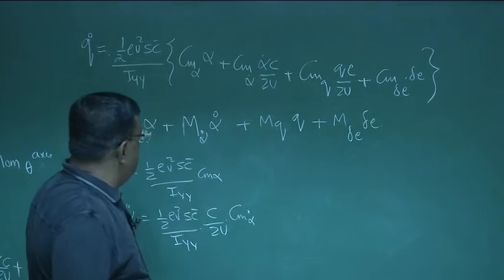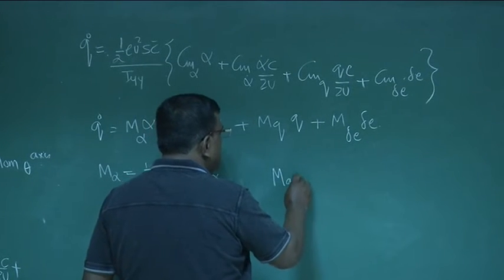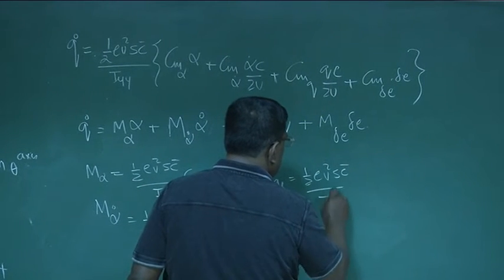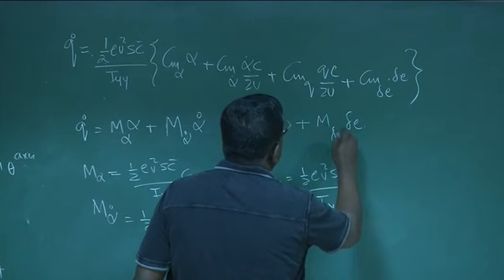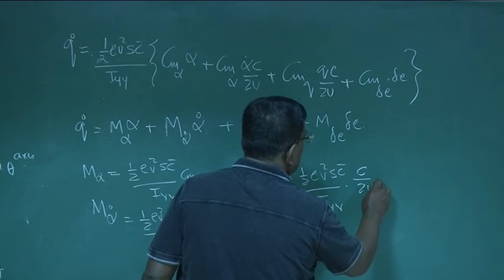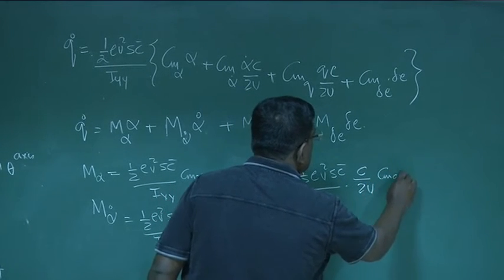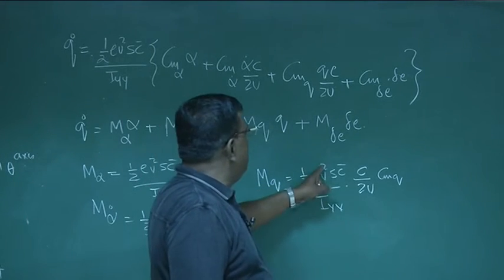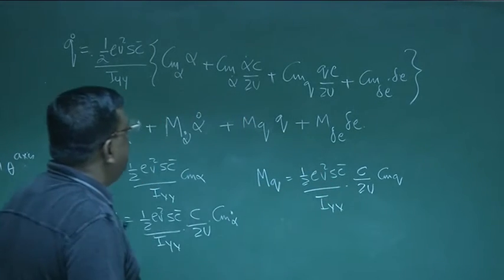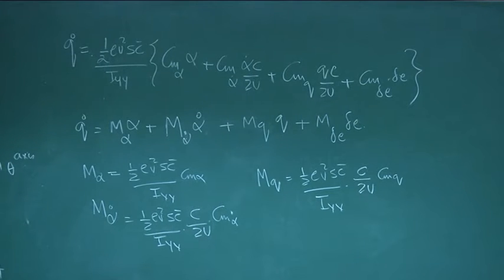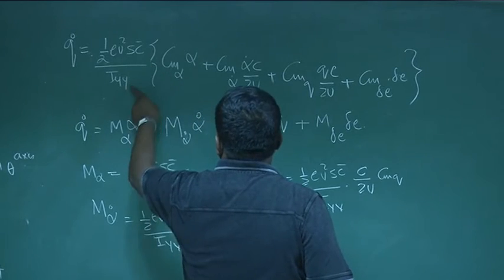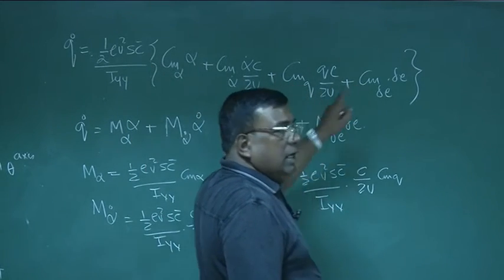So what is mq then? Mq is from here, again half rho v square S c bar by Iyy into c by 2u into Cm q. Correct? You can simplify this by doing some algebraic operation. The v square and v are there, so it becomes one v. That I leave it to you. So it is very easy now for you to know what is m delta E. M delta E is nothing but half rho v square S c bar by Iyy into Cm delta E. Right?